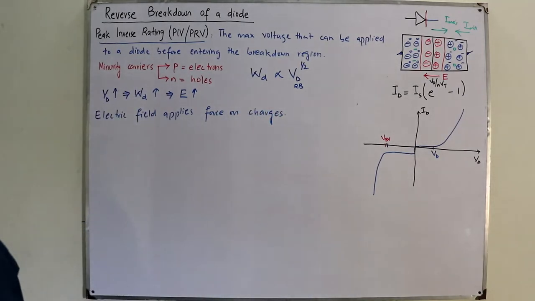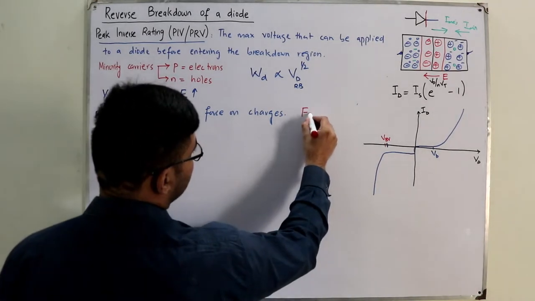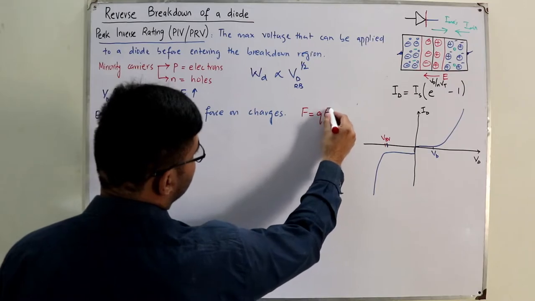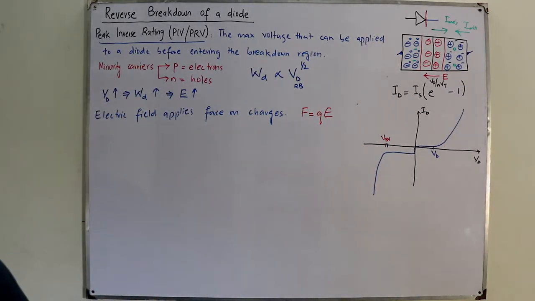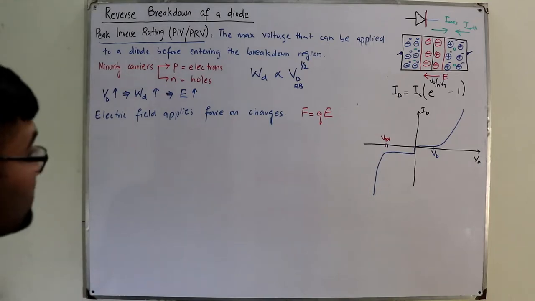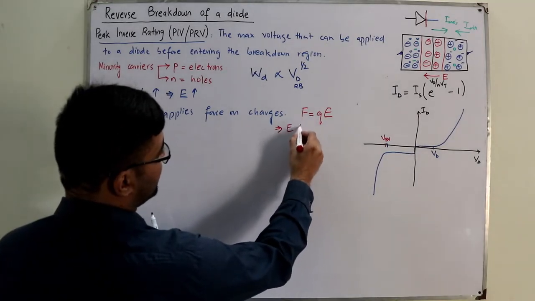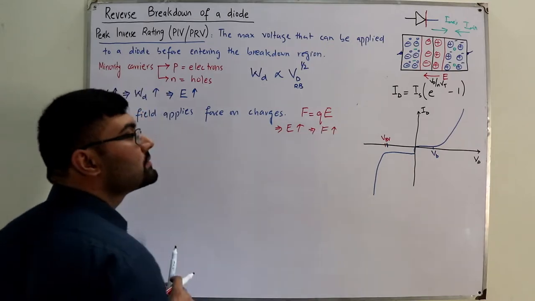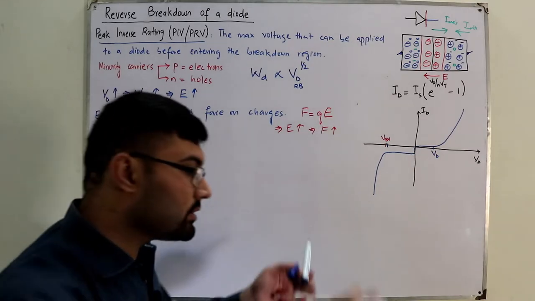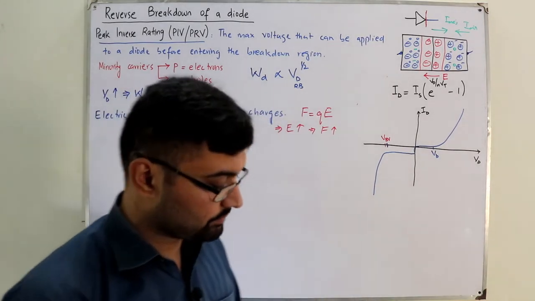And that is given by what? F is equal to QE. That force is given by Q times E. Yes, you know this very well. Now, after this, what happens? So, if the electric field has increased, this implies what? That the force will increase on the charge carriers. And of course, over here, we're talking about the minority charge carriers.